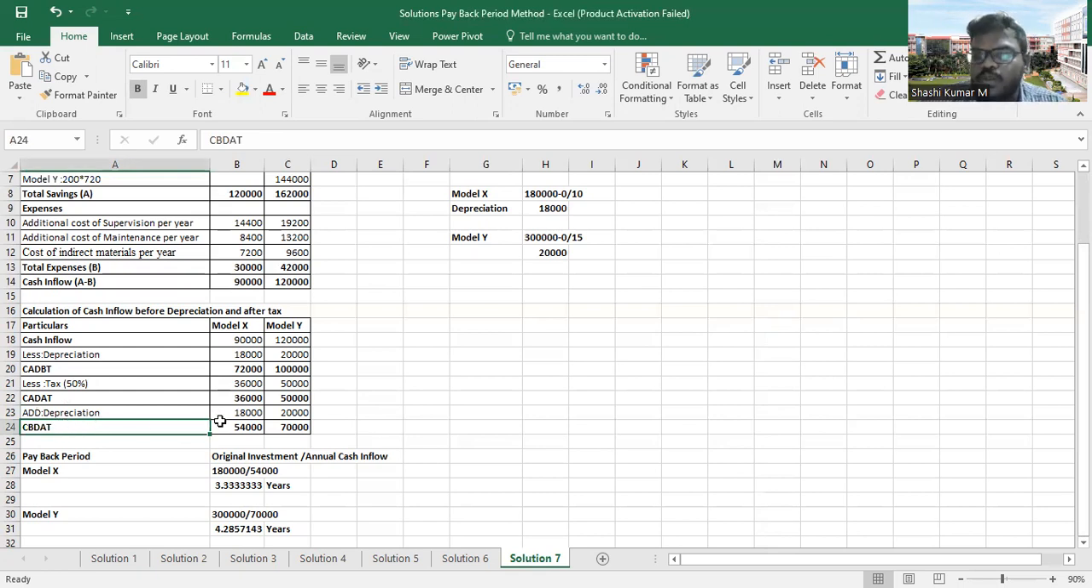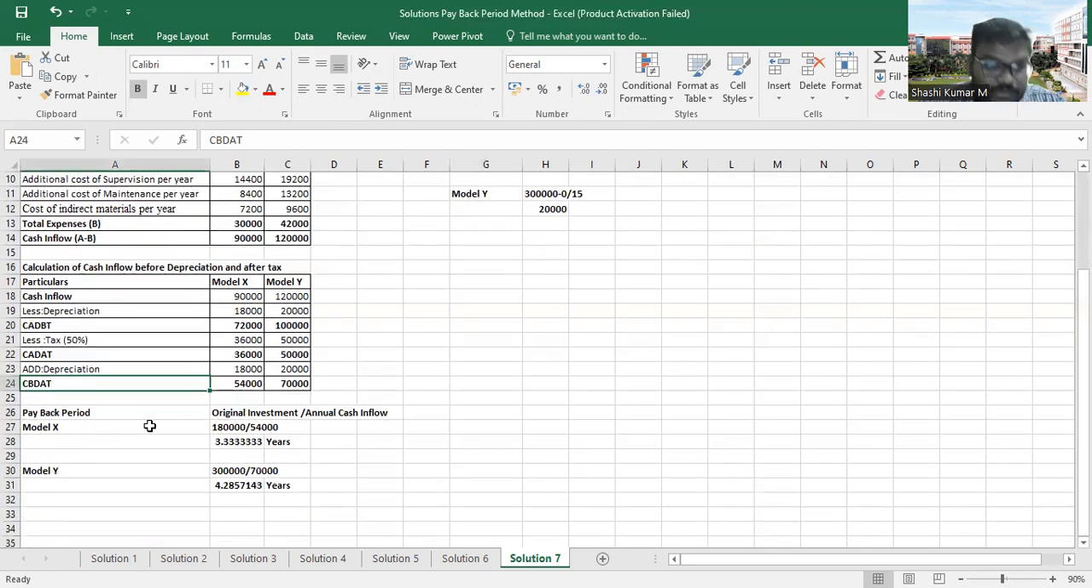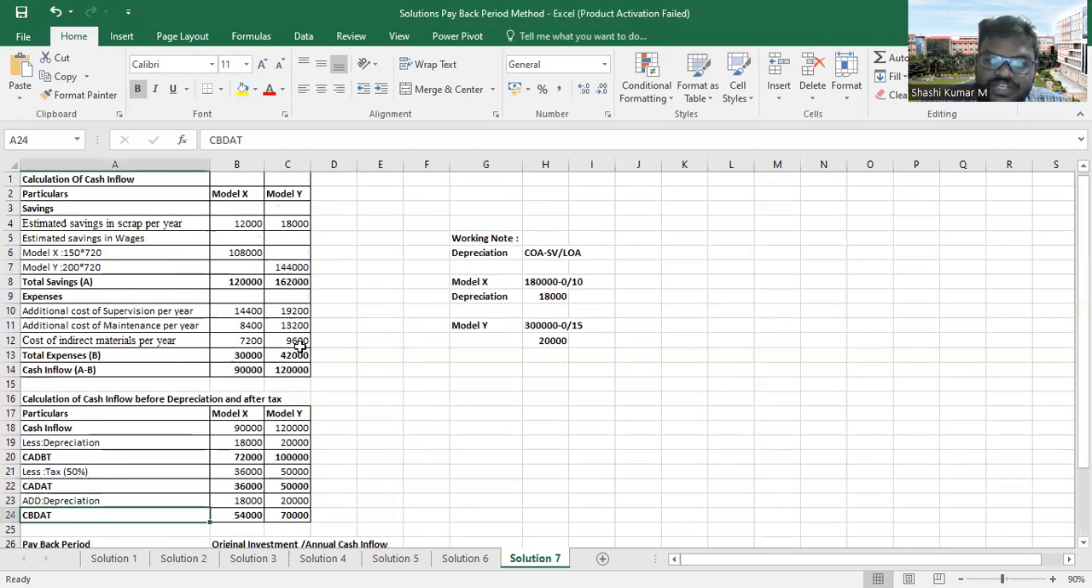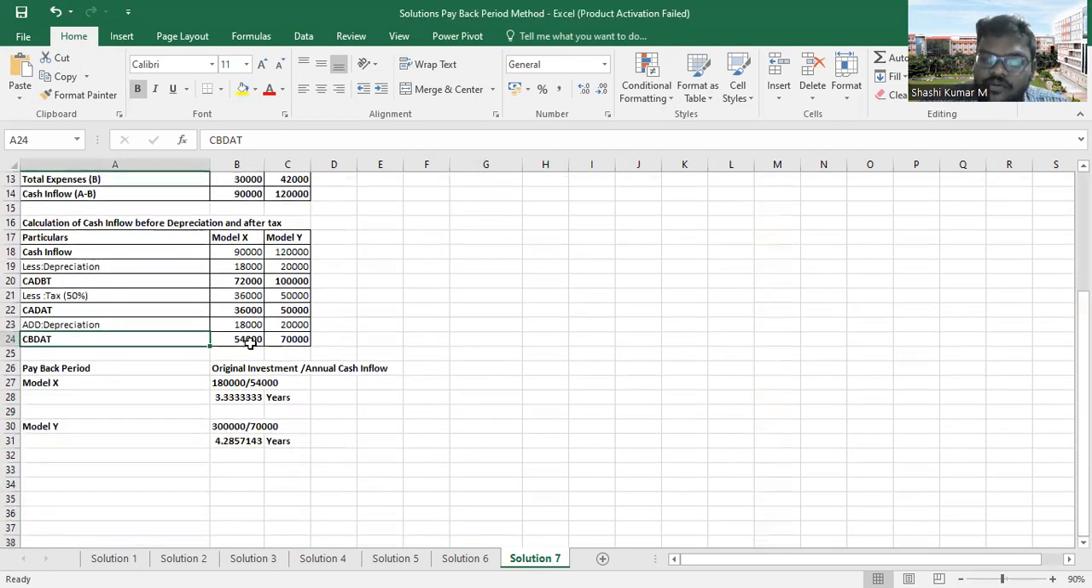Now we apply the formula for payback period: original investment divided by annual cash inflow after tax. The original investment for machine X is 1,80,000, divided by the annual cash inflow after tax of 54,000, which gives 3.33 years. For model Y it is 2.8 years. Which model is best? The one that gives the earliest recovery of investment, model X. So we have to prefer model X in this case.